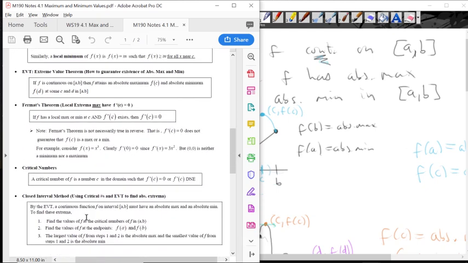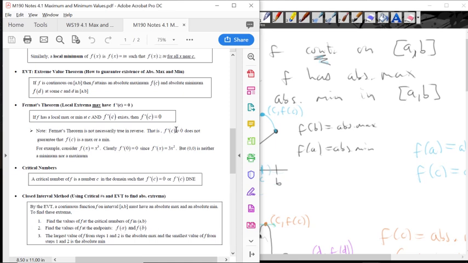The closed interval method. If the function's continuous on a closed interval, it must have an absolute max and absolute min. How do you find them? Find the values of f at the critical numbers. That is, f prime of x equals 0, f prime of x does not exist. List those values of the critical numbers. Find the values of f at the endpoints. So you're going to find f of each of the critical numbers, f of a and f of b, to create a list of all potential y values. The largest of those y values is the absolute max. The smallest is the absolute min.